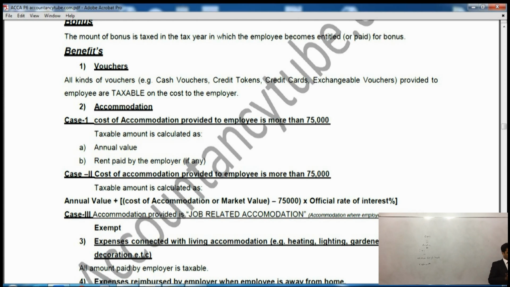Now the next one is if the accommodation is less than £75,000. I told you the exempt one. Now please check case 3. As I said, the accommodation could be of 3 sorts. Please check case 3 where it says accommodation provided is job related. It is exempt. Now please come to case 1 where it says the cost of accommodation provided to the employee is more than £75,000. Please make sure you write it down as less than £75,000. It is not more than.